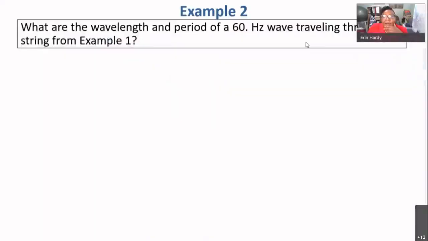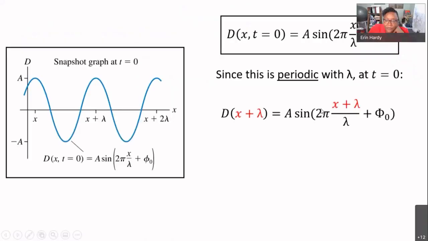Pick up again there. So we have a wavelength of about 1 meter, a period of 0.017 seconds. Now, our goal here is to come up with some way that we can express the variance in position and time together in one function.